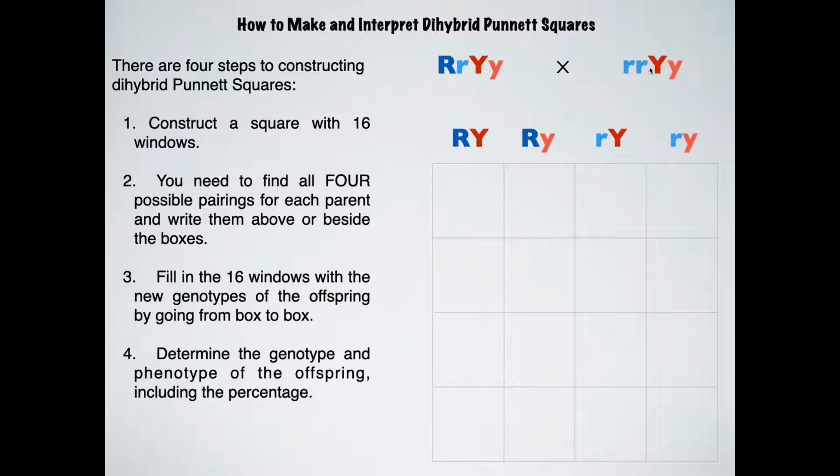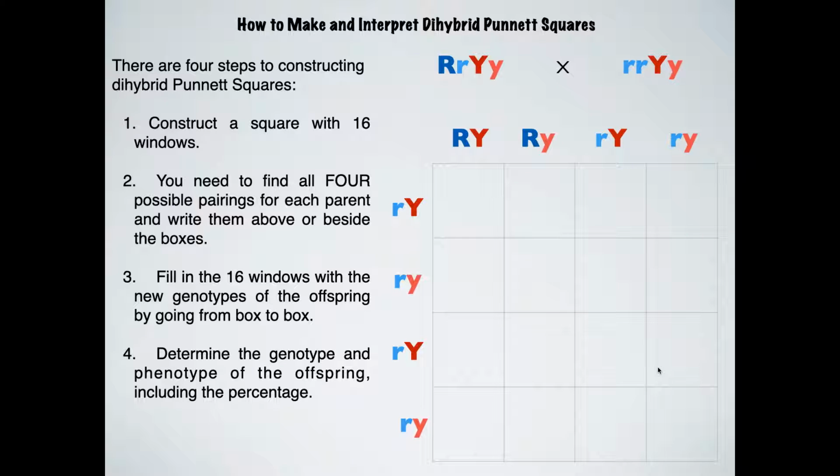Okay, what about the other parent? This parent we're going to write up and down on the left side, just like we did previously for our monohybrid crosses. So we have lowercase r, capital Y. That's a possibility. Lowercase r, lowercase y. Lowercase r, uppercase Y. Lowercase r, lowercase y. And now that gives us all of the possibilities.